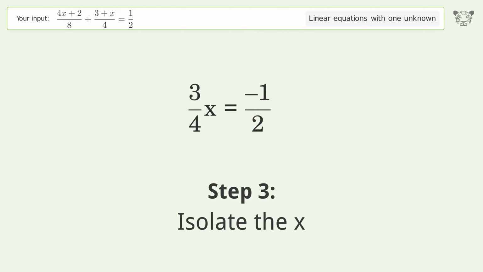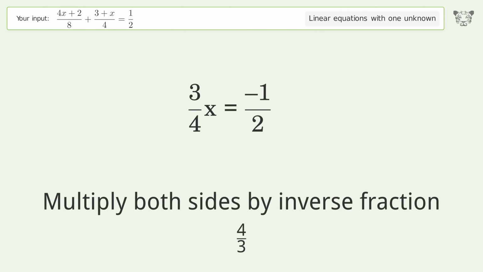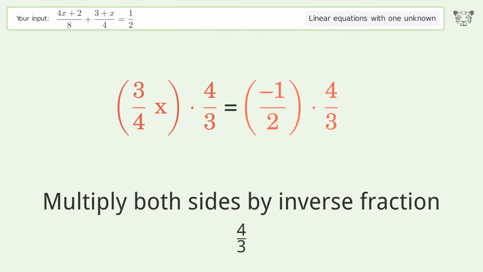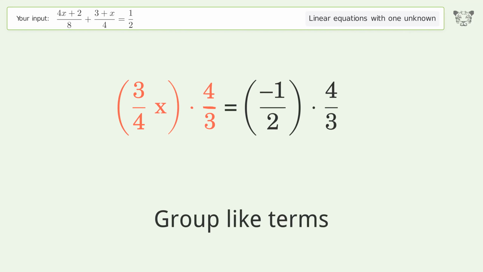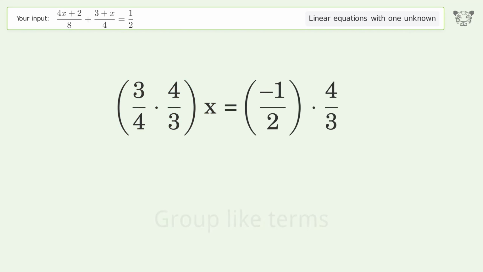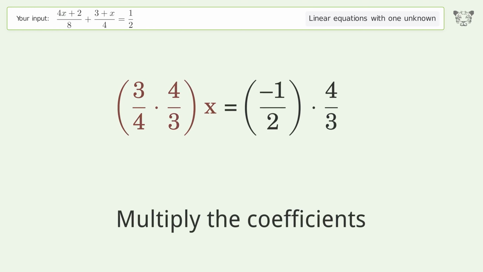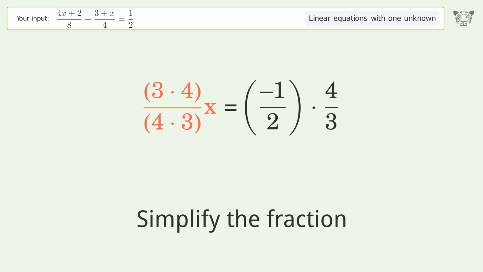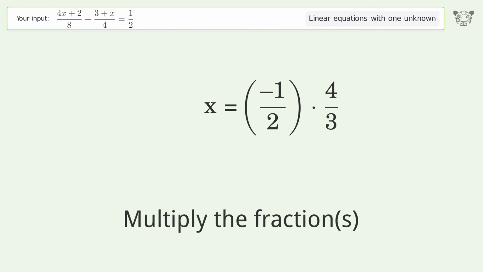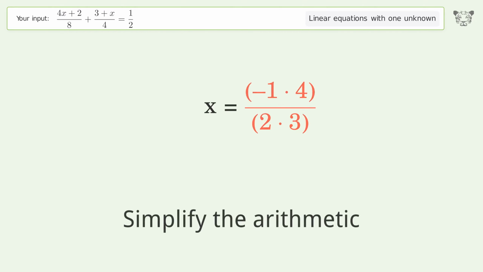Isolate the x. Multiply both sides by inverse fraction 4/3. Group like terms. Multiply the coefficients. Simplify the fraction. Multiply the fractions. Simplify the arithmetic.